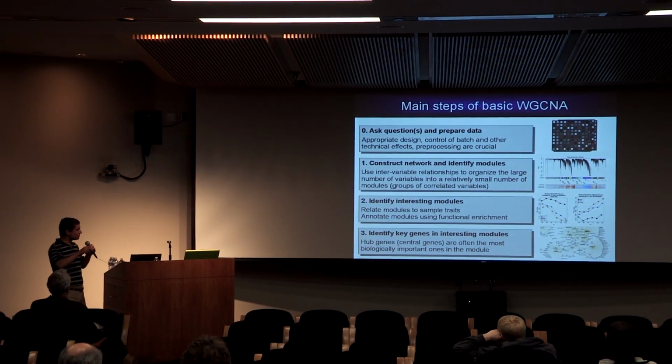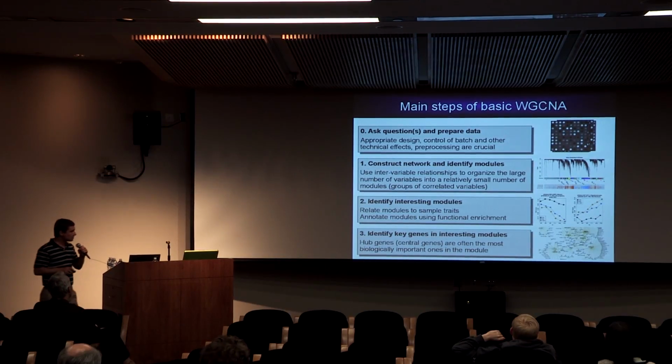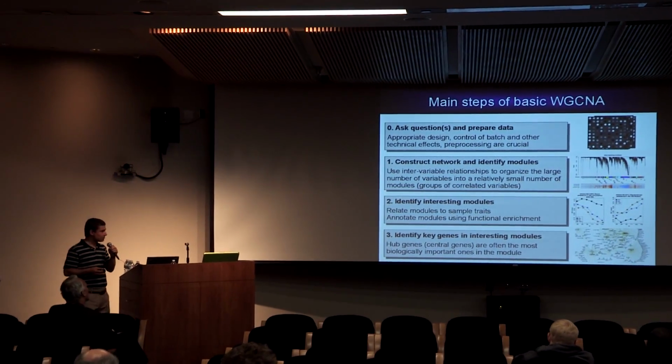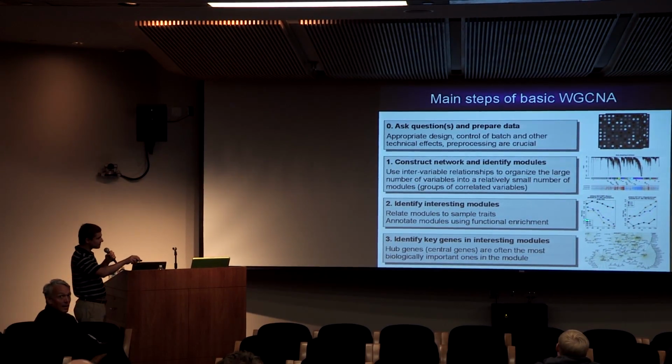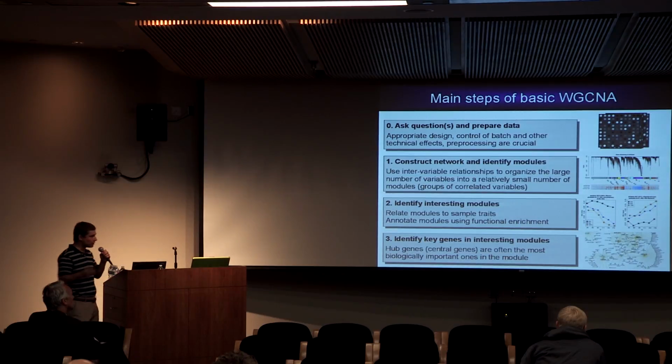Once you have the modules, then you identify biologically interesting modules. And that could be done in two ways. You can relate the modules to a sample trait. So for example, here, this is again just a cartoon, but here the trait is on the x-axis. It's a numeric variable, and some of the modules stay flat, so they don't change very much, and some of the modules change strongly. Those ones that change strongly would be the ones that are more interesting.